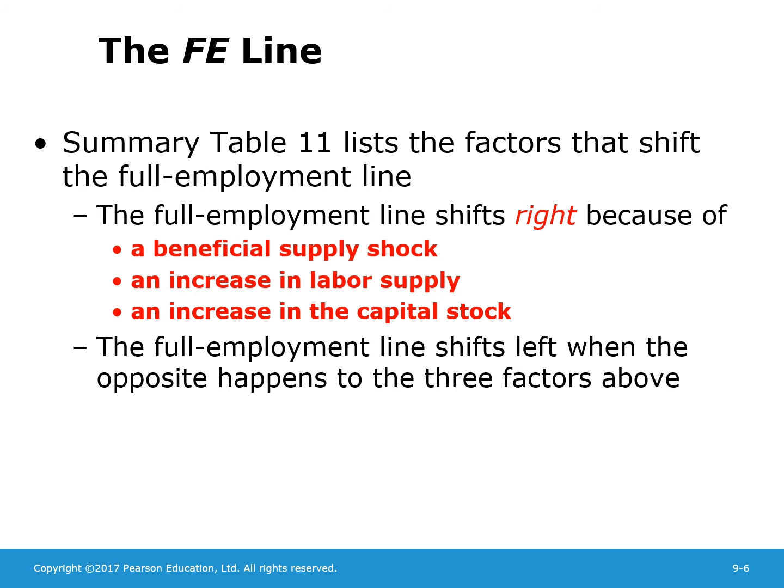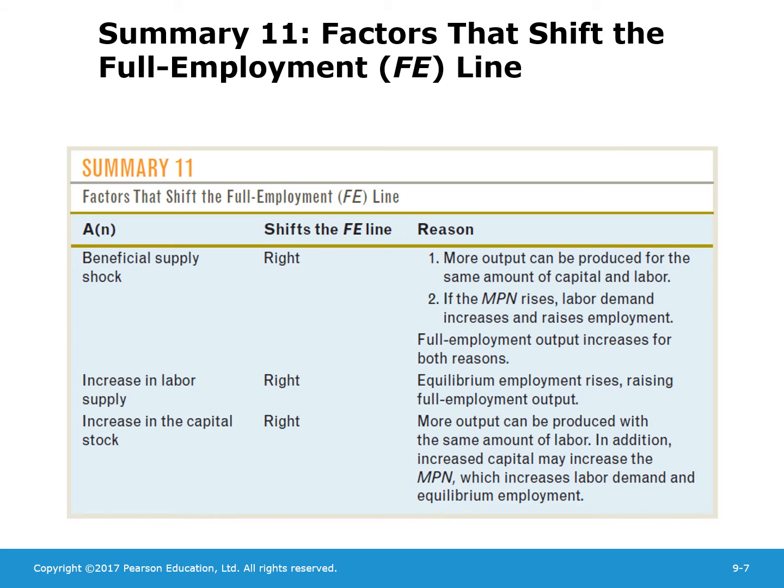If any of these factors are reversed, so we have an adverse supply shock, or a decrease in the labor supply, or a decrease in the capital stock, the opposite will happen. So Y bar will decrease. So this is the summary table we mentioned before, and these are the factors. Make sure you know why these factors lead to a shift to the right of the FE line, and remember that if each of these factors is reversed, we have a shift of the FE line to the left. So if there is an adverse supply shock, or a decrease in labor supply, or a decrease in the capital stock, Y bar will decrease, so the FE line will shift to the left.